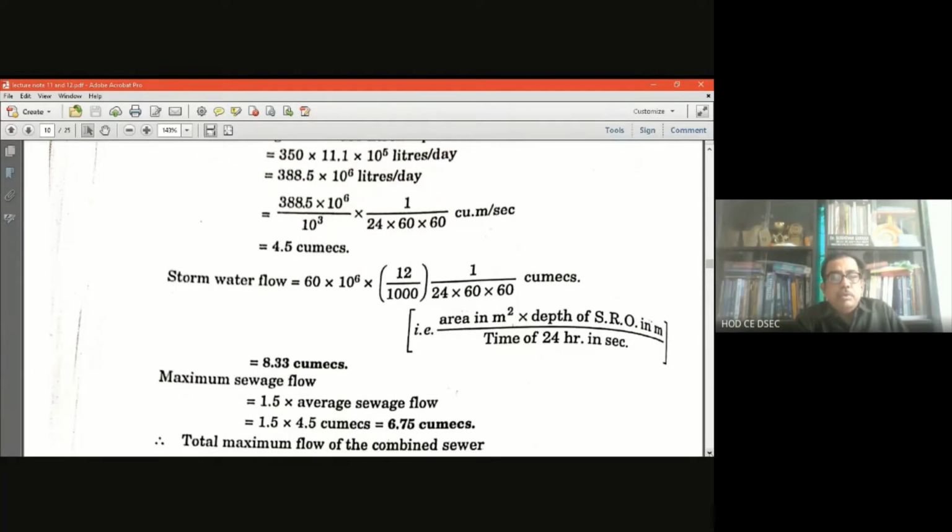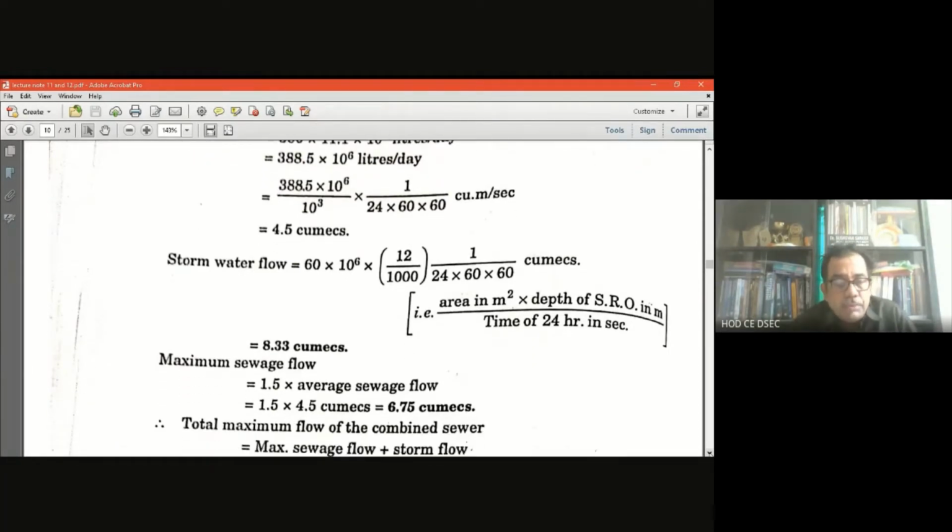Now for the sewage design flow, you have to consider the peak factor, which I have discussed several times here. The peak factor is 1.5. So what is the maximum sewage flow for the design? In the design case, you have to consider 1.5 times 4.5, that is 6.75.